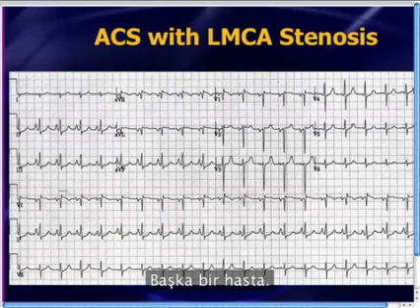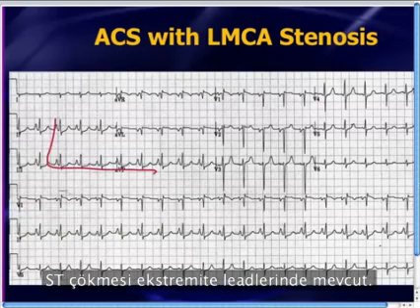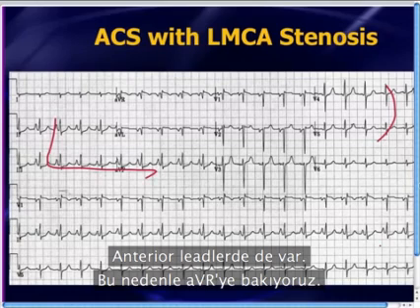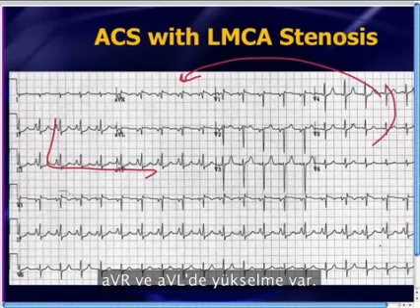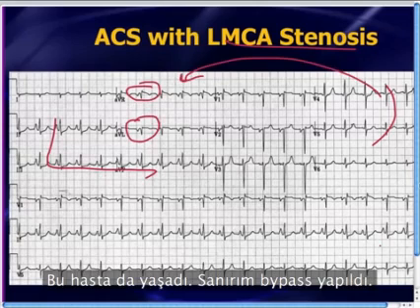Here's another patient, and again, you probably are bored of this and know exactly what's going on. There's ST depressions in the limb leads and in a couple of the anterior leads, so we're going to look up there in aVR, and there's elevation in aVR and aVL, so we're done, right? This is left main, and this patient ended up surviving, and I think had a bypass.